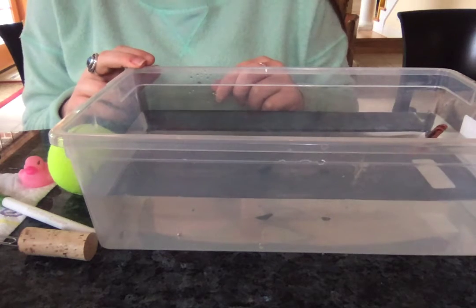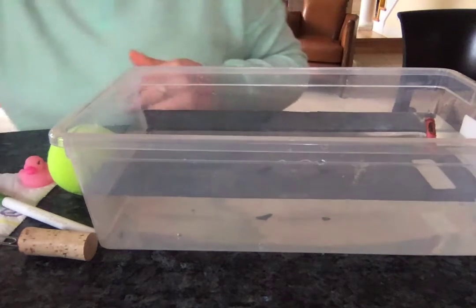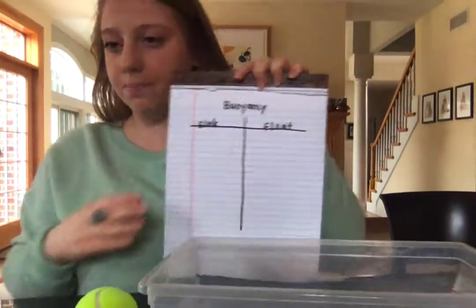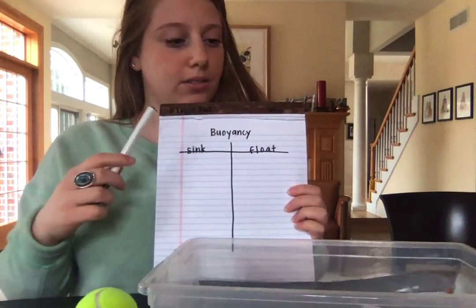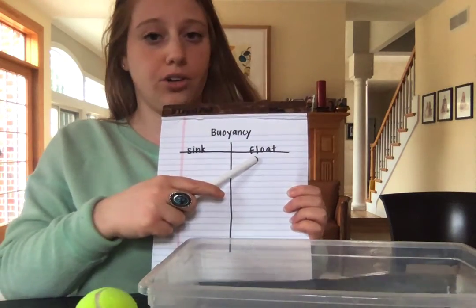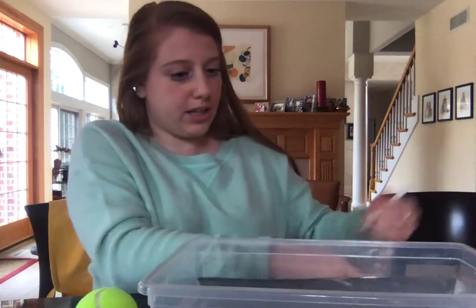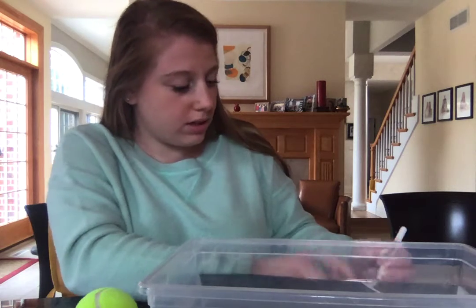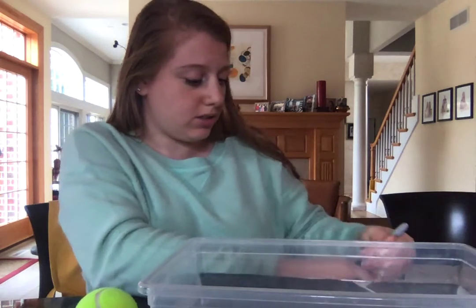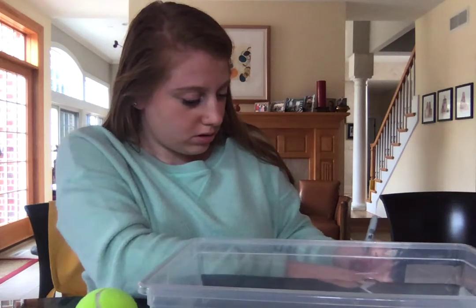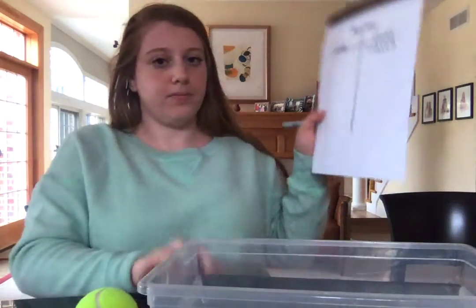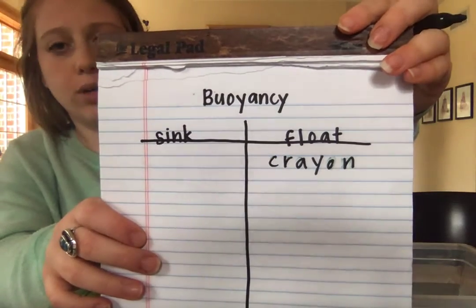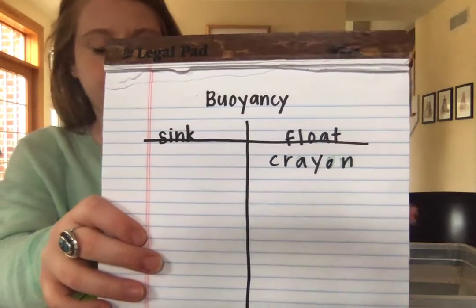The crayon floats. So on our chart, we're going to take our marker or our pencil and we are going to write crayon under float. So crayon is C-R-A-Y-O-N. Go ahead and write crayon. Good, the crayon floated. It stayed on the surface of the water.